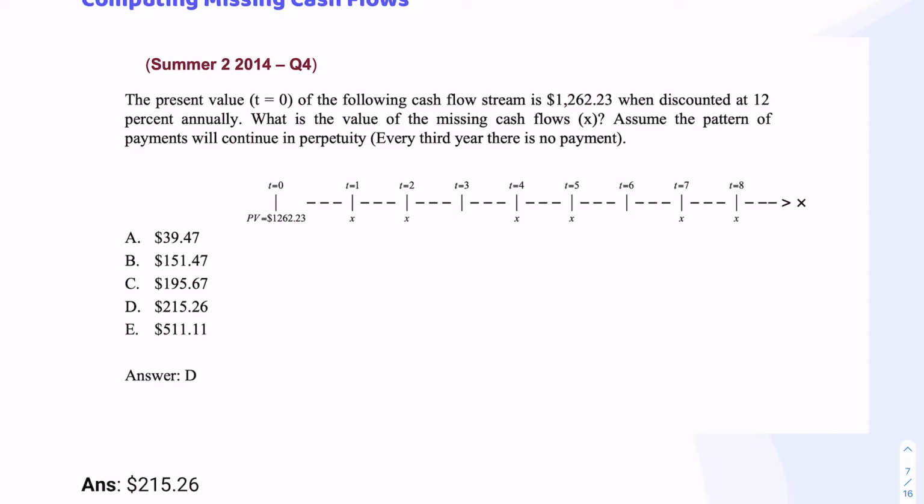The present value at t equals 0 of the following cash flow stream is $1,000,262.23 when discounted at 12% annually, okay? What is the value of the missing cash flows, X? Assume the pattern of payments will continue in perpetuity. Every third year, there is no payment.